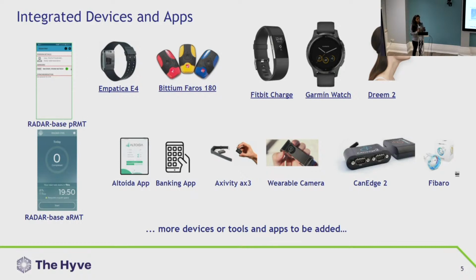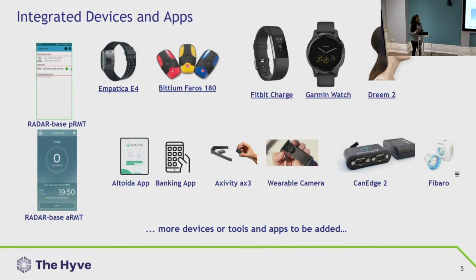And Dream is a headband which has an EEG, which would also give you sleep state data at a low level. And at the bottom you can see the additional devices that we integrated for Radar AD to monitor different cognitive levels for Alzheimer's disease.